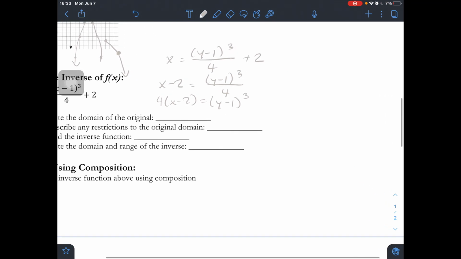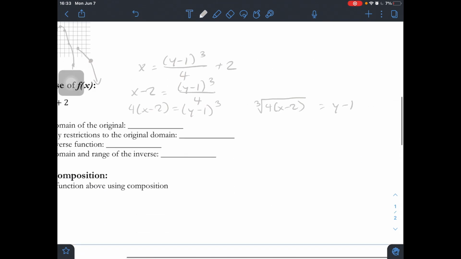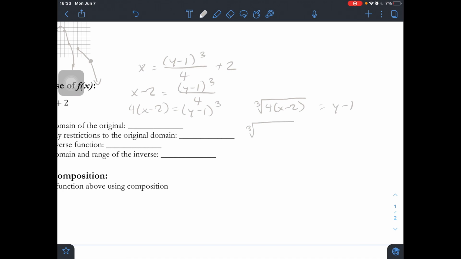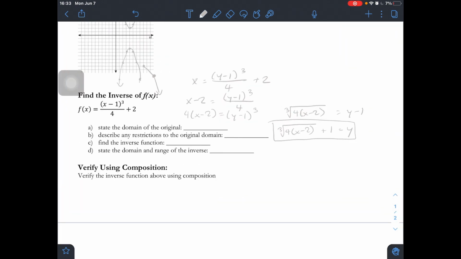Now we have to take the cube root of both sides. So this will end up being the cube root of 4 times x minus 2 is equal to y minus 1. And then lastly we'll just move the 1 to the other side. So this would be plus 1 is equal to y. So that means this will be the final function, the final inverse.